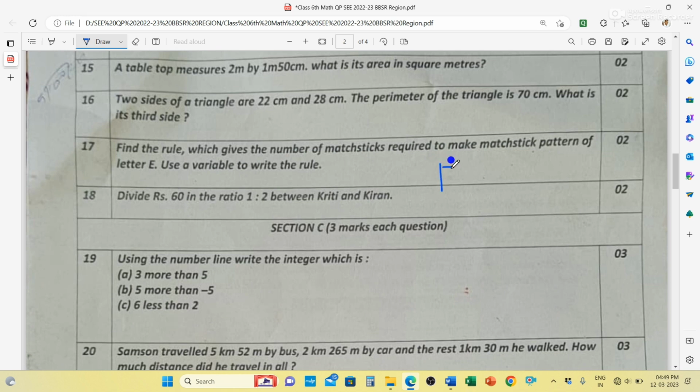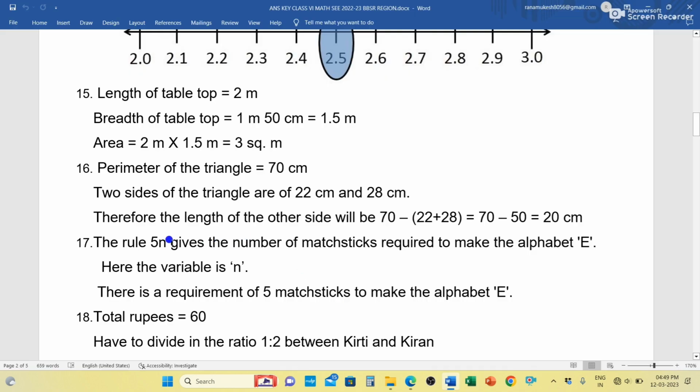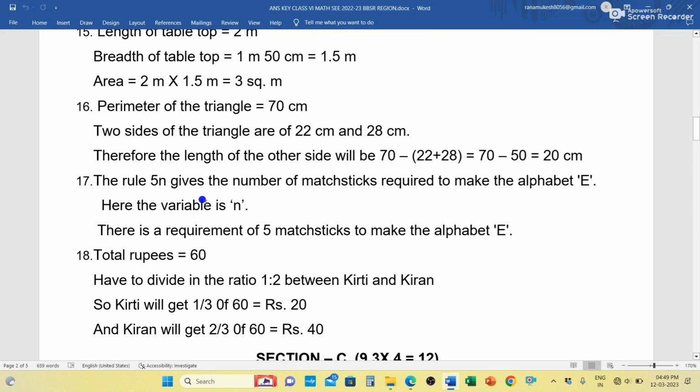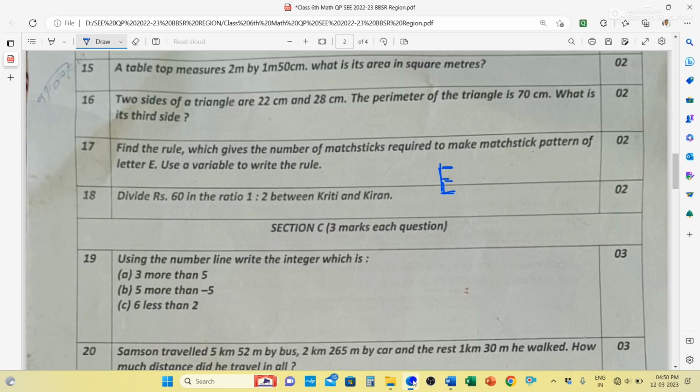So to make the pattern of letter E with matchsticks, how many matchsticks do you have to use? 1, 2, 3, 4, 5. Right. So 5n. Here the variable will be n. To make n number of letter E, you need 5n matchsticks, because to make one E shape, you need 5 matchsticks. If you want to make n number of E, you need n into 5, right? That means 5n, where n will be the variable.